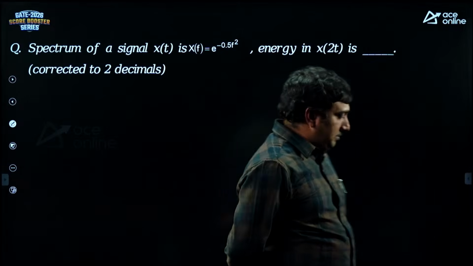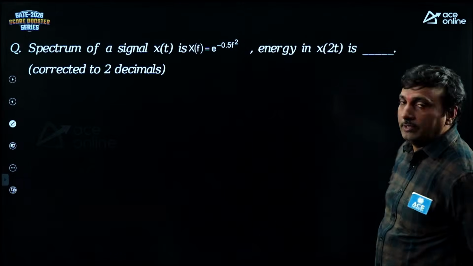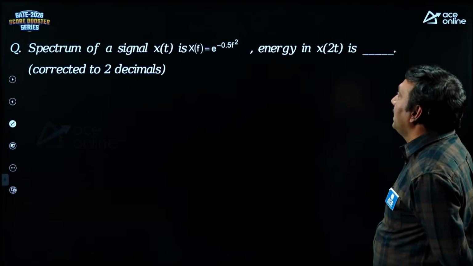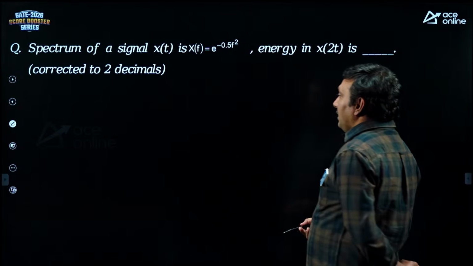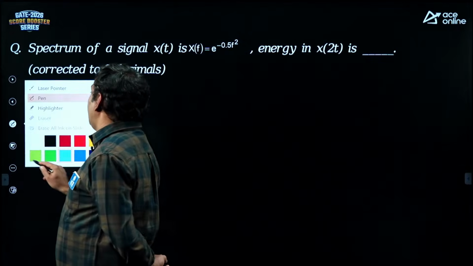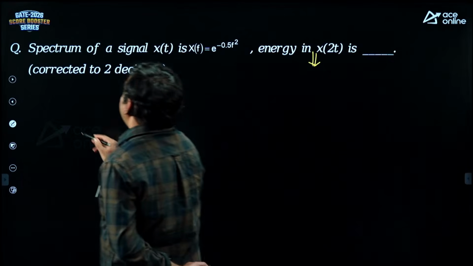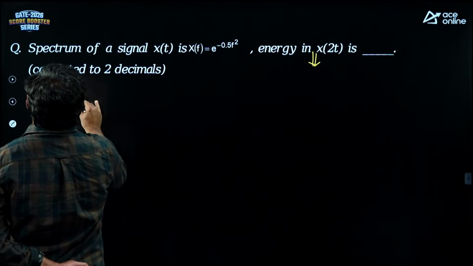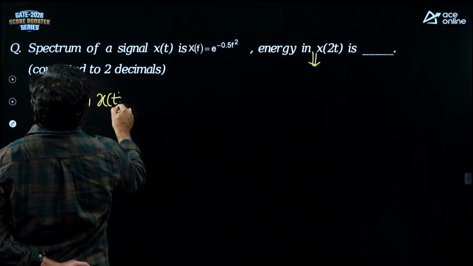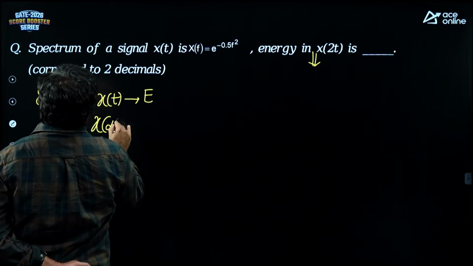The spectrum of a signal x of t is X of f equals a Gaussian function, e power minus 0.5 f square. What is the energy in x of 2t? Energy in x of 2t is nothing but the energy in the scaled form. If the energy in x of t is E, the energy in the scaled form is E by mod alpha.